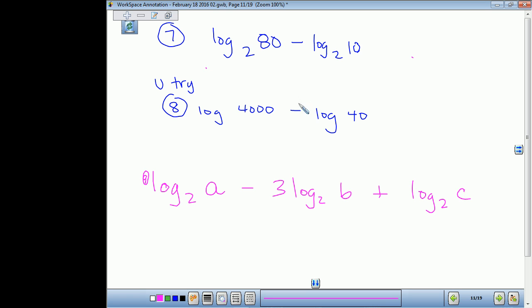Okay, so this becomes log base 2 of 80 divided by 10, which is log base 2 of 8, which is 3. Yeah.